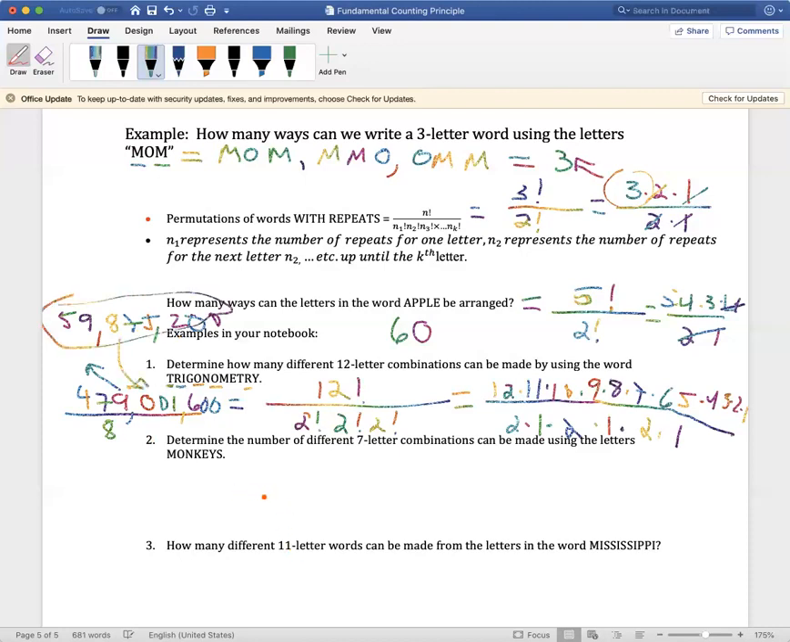All right, let's take a look at number 2. Determine the number of different 7-letter combinations that can be made using the letters monkeys. 1, 2, 3, 4, 5, 6, 7. 7 factorial. In terms of repeats, we don't have any repeats, so that's it. It's just 7 factorial. Again, I'm going to get on my calculator. 7 factorial, 7 times 6 times 5 times 4 times 3 times 2 times 1, which gives us 5,040.